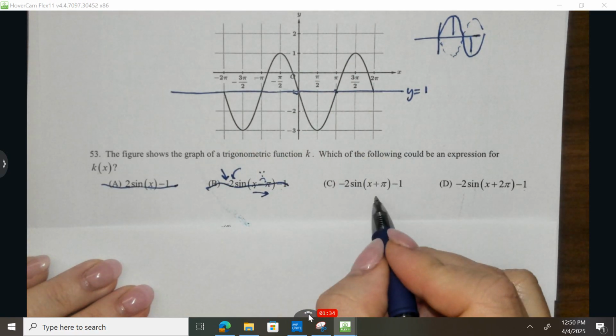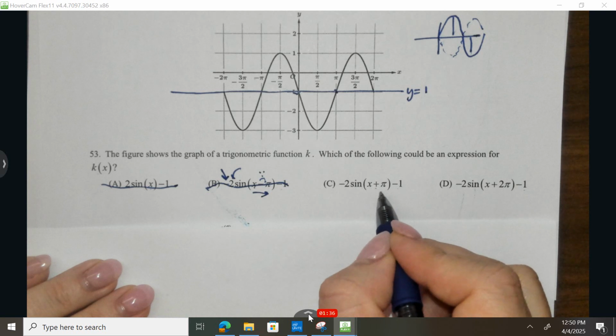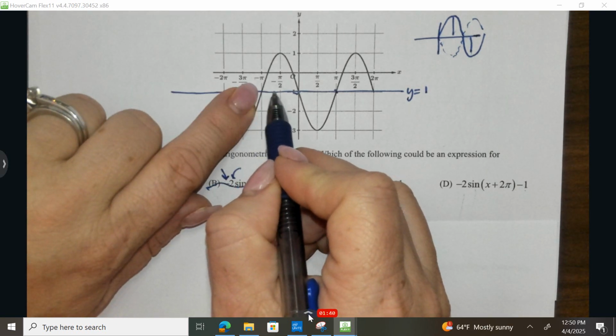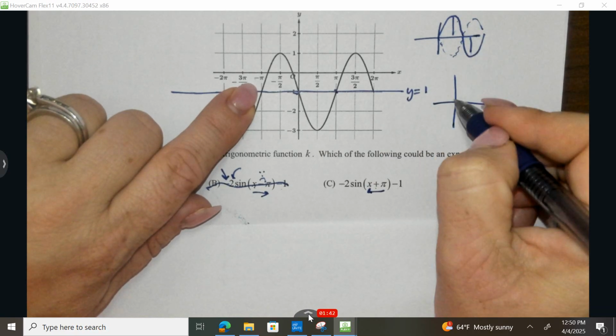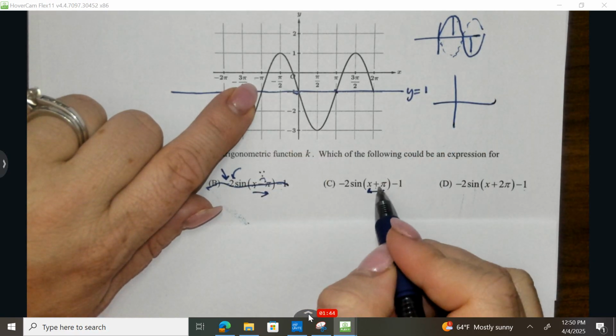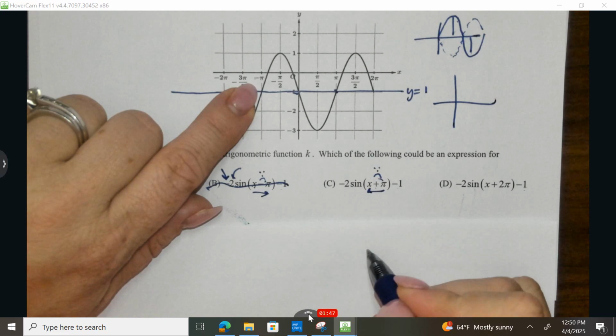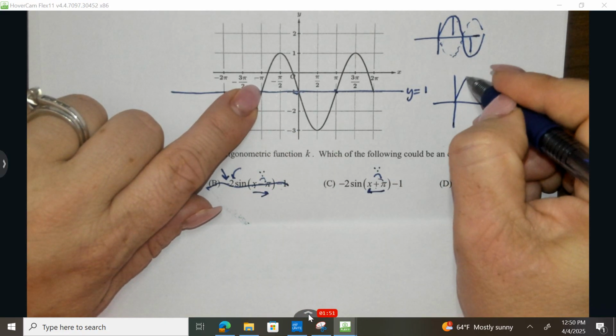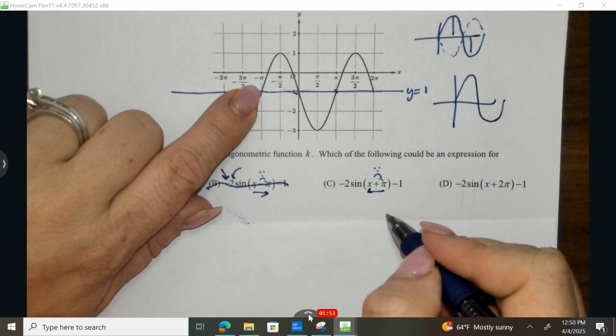Let's look at C. So this time I'm going to move it to the left. If I shift it to the left, if I take this and I pull it back, it would look just like what I drew up above. So why did I go to the left? Because remember, it's opposite of what we see on the inside. So this time we're going to push it back, and it would look like this. Okay, I've got that.